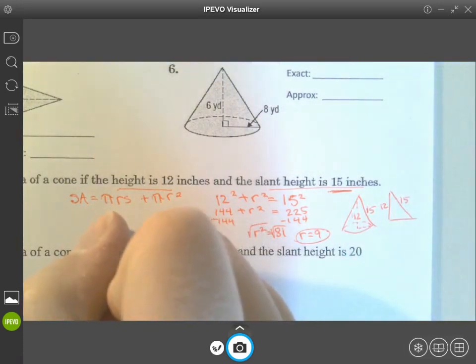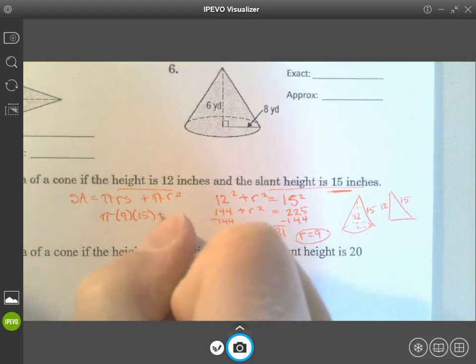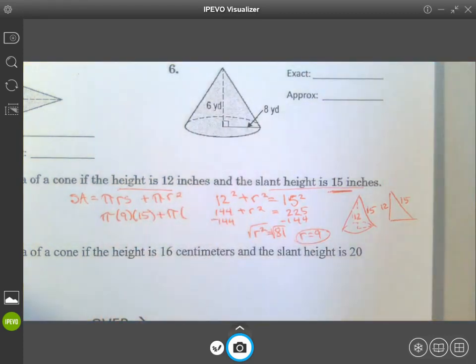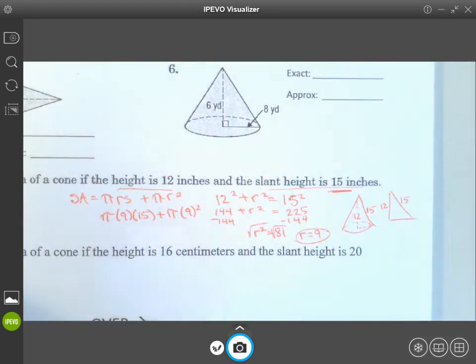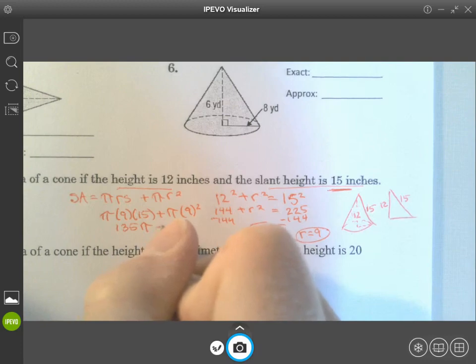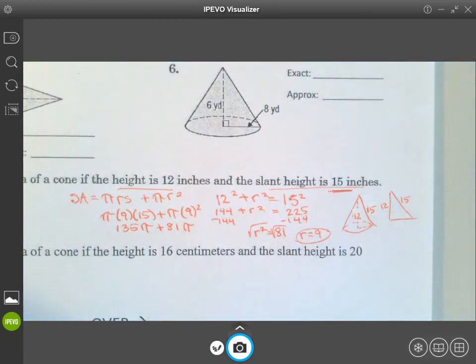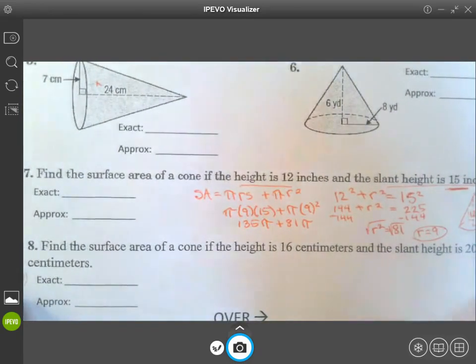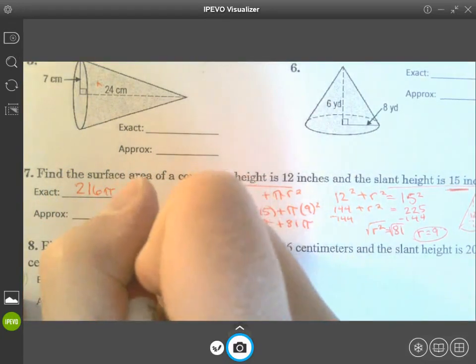So plug it in. Pi times the radius of 9 times the slant height of 15 plus pi times, what's my radius? 9 squared. All right, clean it up. 9 times 15, 135 pi. 9 squared, 81. Keep the pi. And then take 135 and 81. I'm going to double check my math. 216. That's my exact answer, guys. Just add those up. They're like terms. 216 pi, and it should be inches squared.